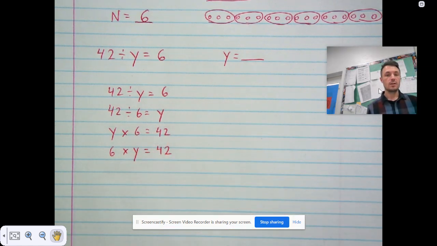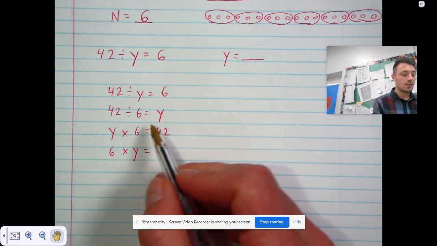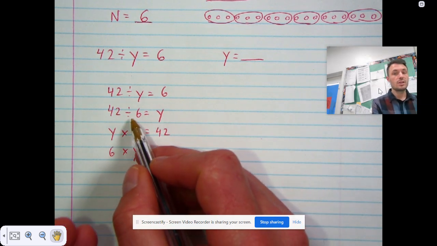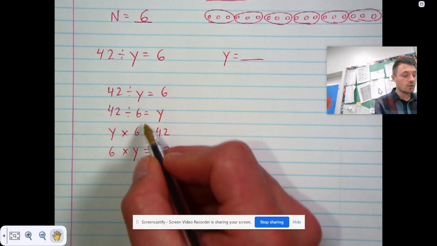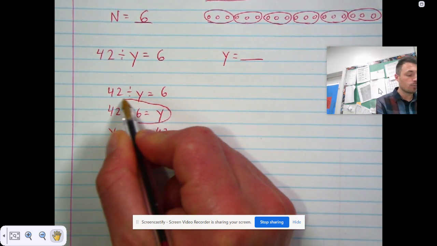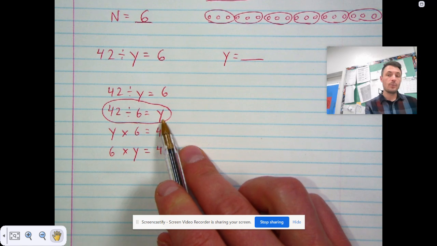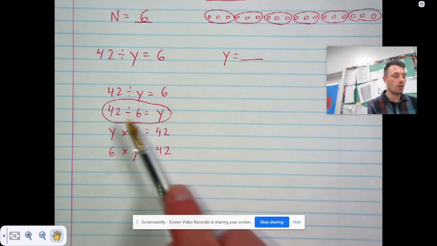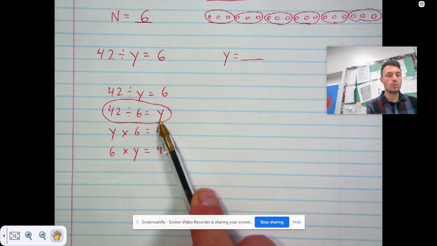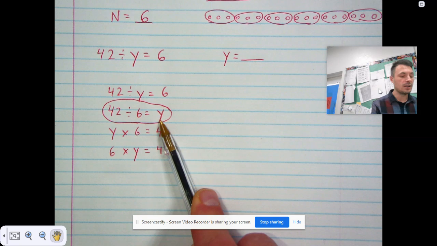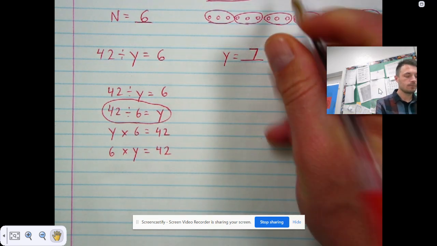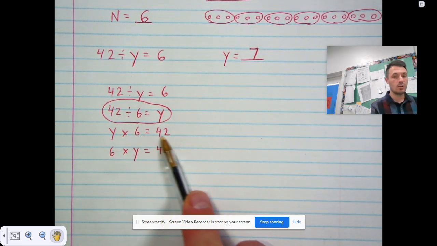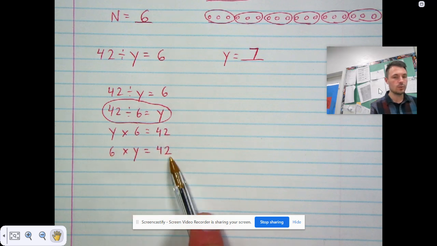Now, in this case, it's actually better not to use inverse operations. With division, it works to still use division, because when you make your fact family, it's in one of the division problems that the unknown ends up on the right side of the equal sign. So 42 divided by what equals 6? Well, 42 divided by 6 equals 7. So that means y equals 7. Also, 7 times 6 equals 42, and 6 times 7 equals 42.